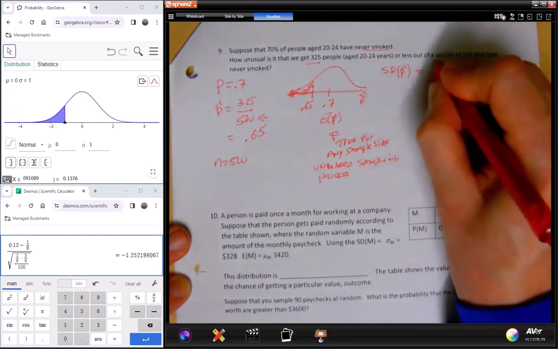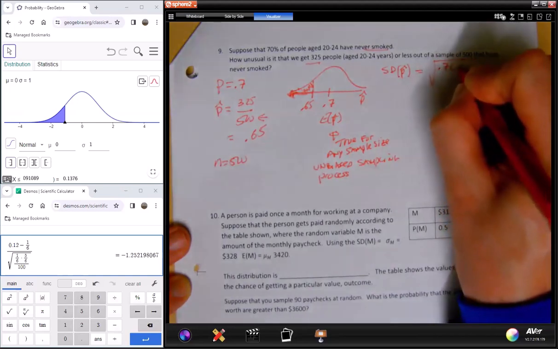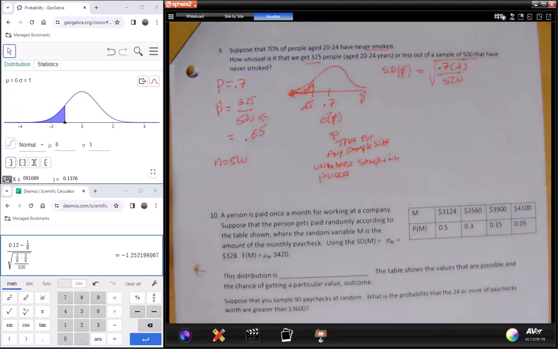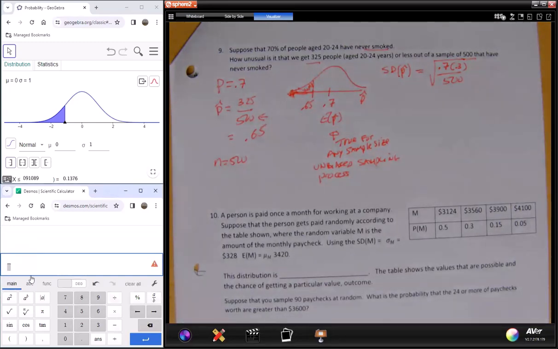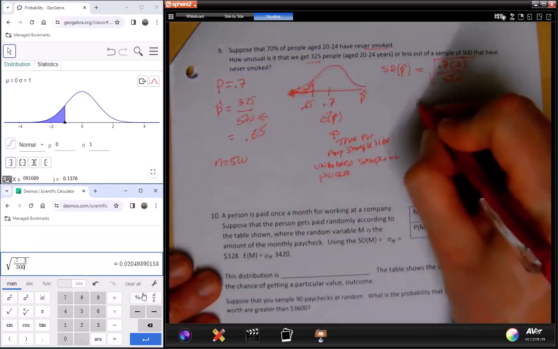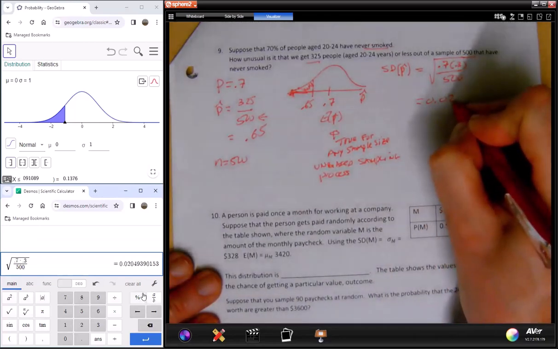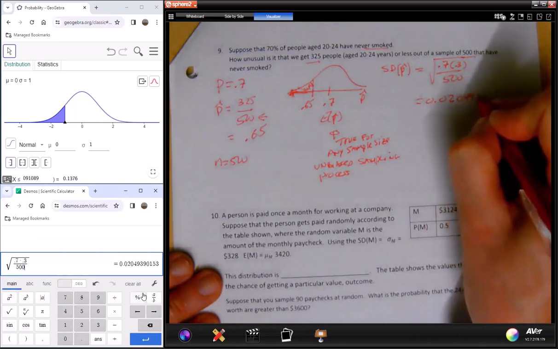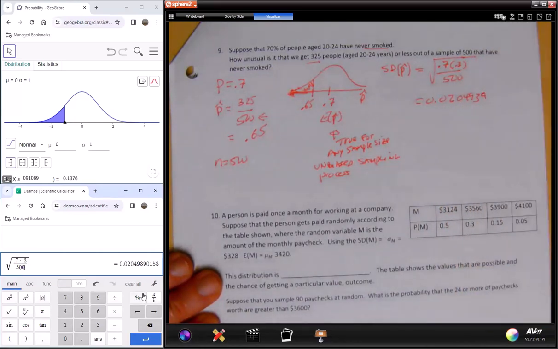I'm going to calculate this. I didn't do it last time. I'm going to go here and type that in and see what we get. So the square root, then I go 0.7 times 0.3, divide that by 500, and I get 0.024939.